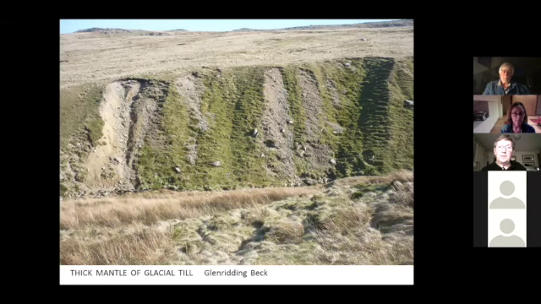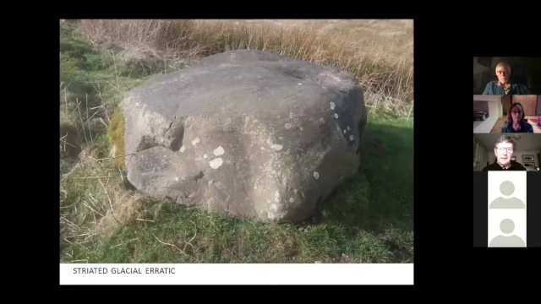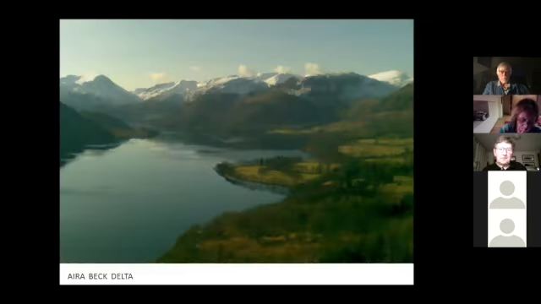Also carried along with the glacier are these enormous great boulders, some of them meters in length, the size of cars. These are ones in Aik Beck. We call them glacial erratics. There's one that's been striated on the surface. They're littered all over the place. You've probably got them in the garden. That's another striated one, showing very clearly the glacial striations.